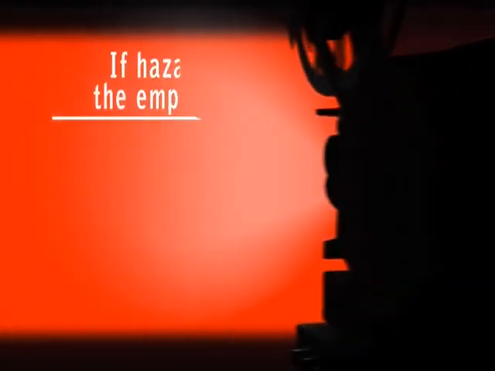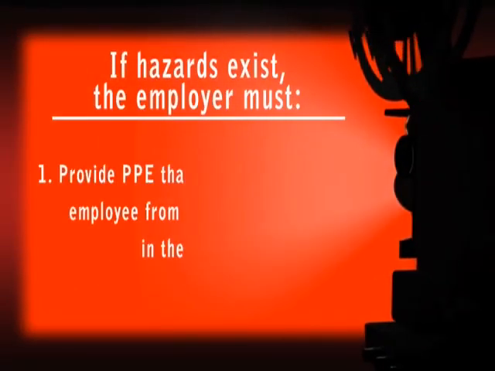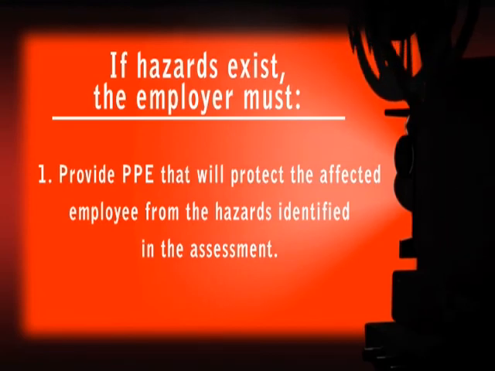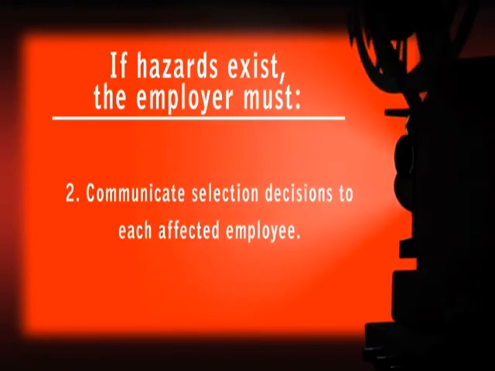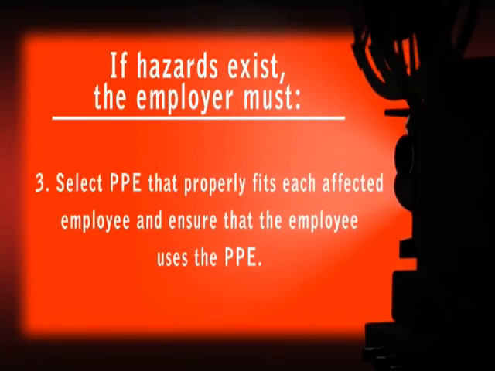If hazards exist or are likely to exist, then the employer must provide PPE that will protect the affected employee from the hazards identified in the assessment, communicate selection decisions to each affected employee, and select PPE that properly fits each affected employee, and assure that the employee uses the PPE.